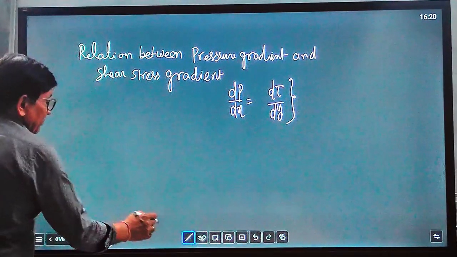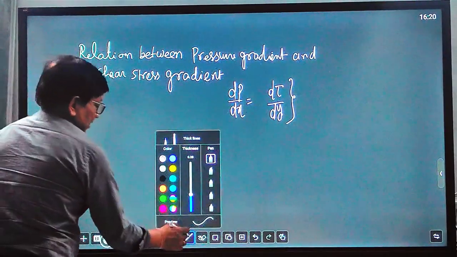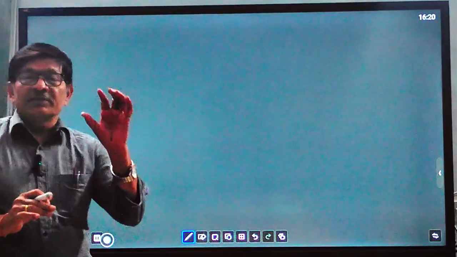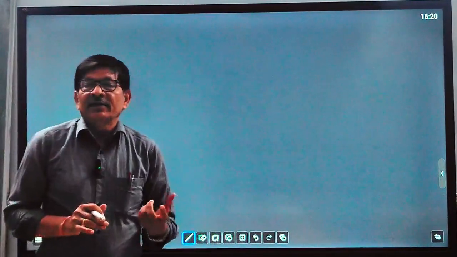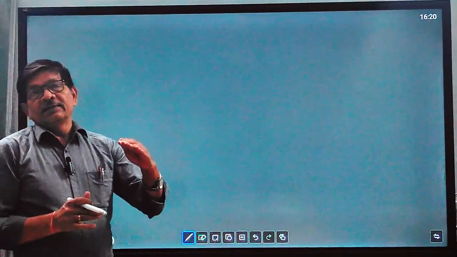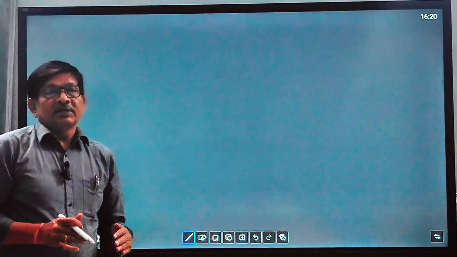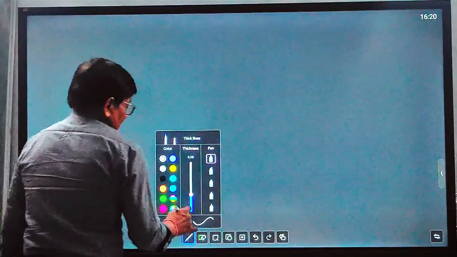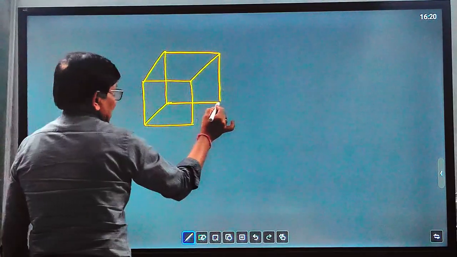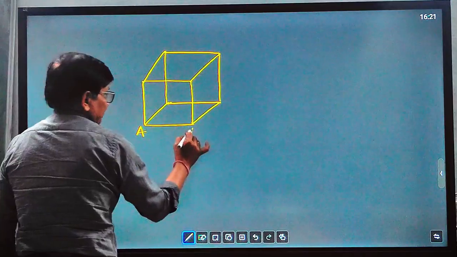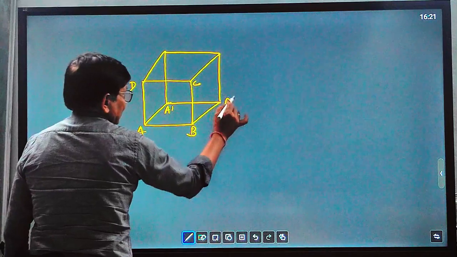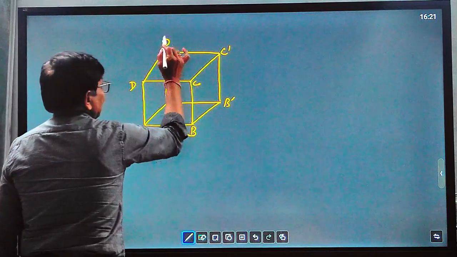For deriving this equation, we will take a small element in a flow. In any flow field, we take a very small three-dimensional element, and we will discuss how pressure gradient is related to the shear stress gradient. So let us first define an element. This is a three-dimensional element A, B, C, and D, A dash, B dash, C dash, and D dash.